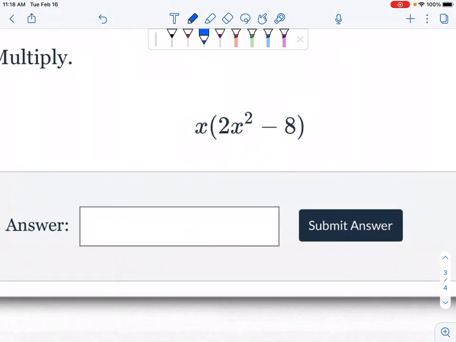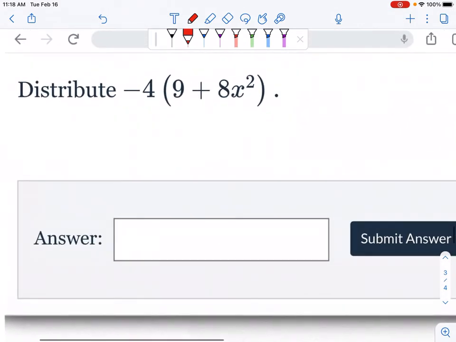Okay, so for this one, we're going to take x and we're going to multiply it in. So if there's no number on the outside of this x, then these numbers aren't going to be changed. Think about it. If this is a 1 here, then it's not going to change that 2, and it's not going to change that 8. What it is going to do is it's going to raise our x, the power of x, by 1. So for our first one, we have x times 2x squared, which would make 2x to the third. And then we're doing x times negative 8, which is going to give us negative 8x. And that's our answer.